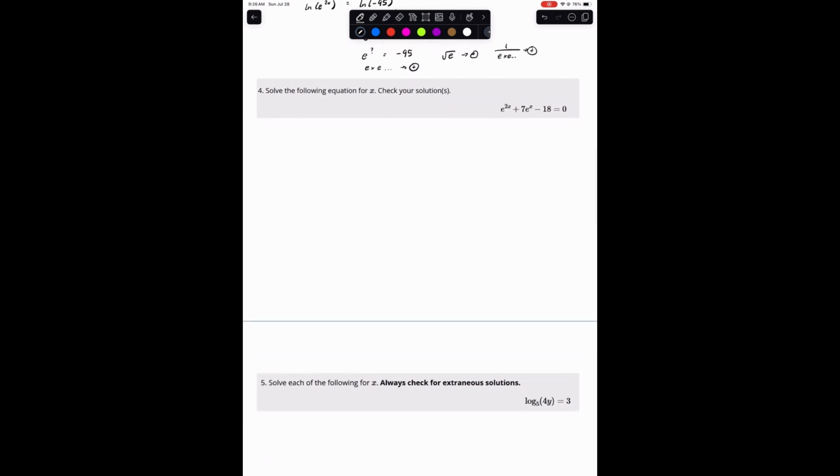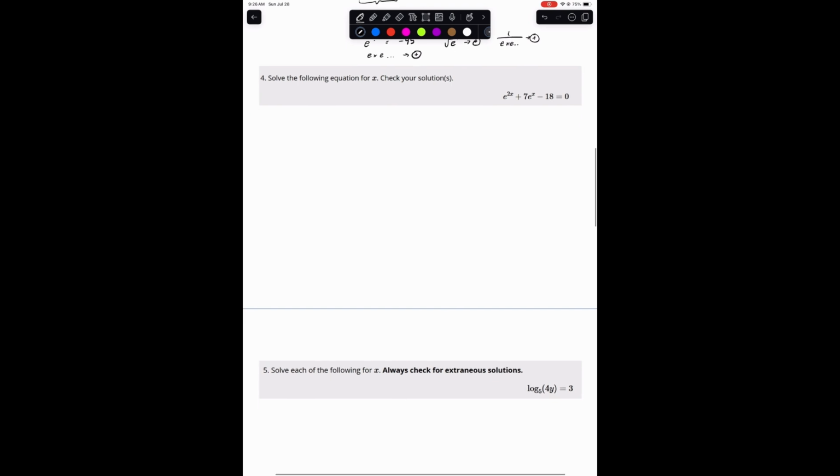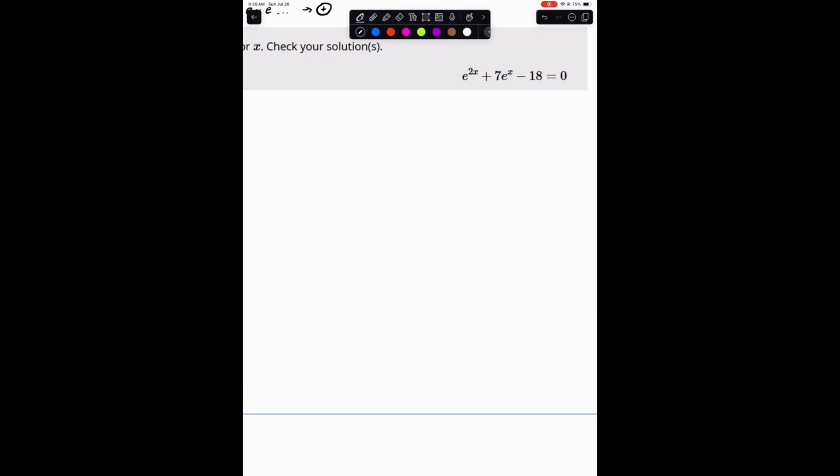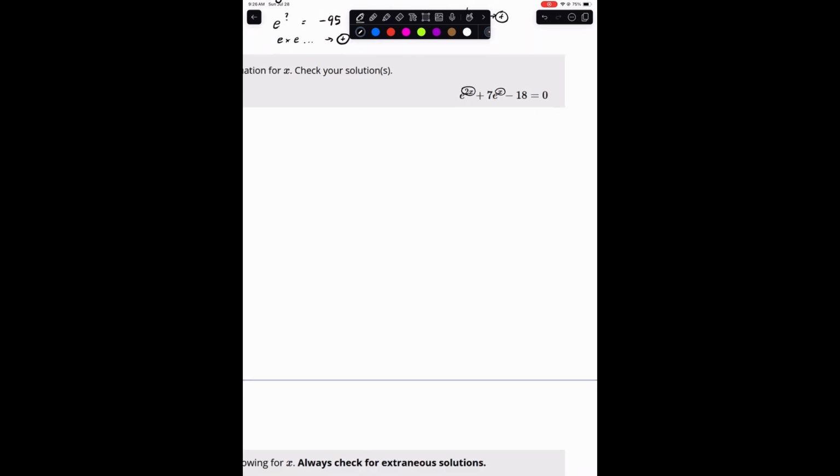Number 4 says to solve the following equation for x and to check your solutions. So again, it's a solving question. Now if you look at this, we can see that we actually do have what looks to be like a quadratic. This exponent is double of this exponent, and the bases are the same.